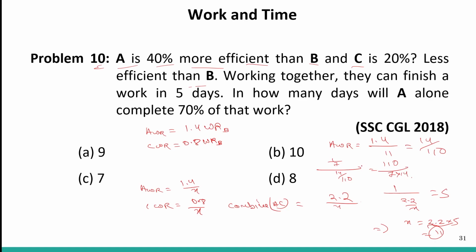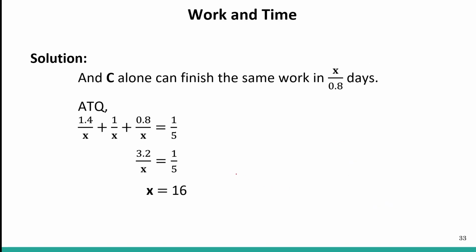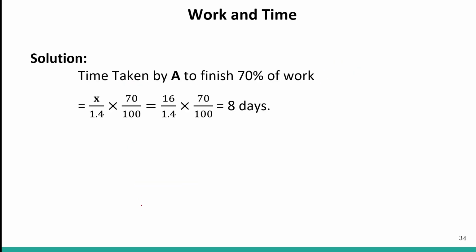Okay, so let's see this step by step solution. So let B alone finish the work in x days, and A alone can finish the same work in x by 1.4 days, and C alone can finish the same work in x by 0.8 days. So according to the question, 1.4 by x plus 1 by x plus 0.8 by x is equal to 1 by 5. So 3.2 by x is equal to 1 by 5. So x is equal to nothing but 16, right? So x by 1.4 into 70 by 100 is equal to 16 by 1.4 into 70 by 100, which is equal to 8 days.